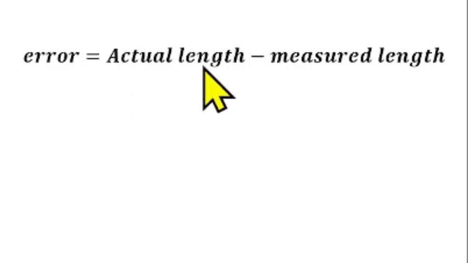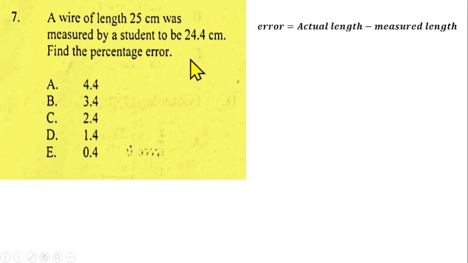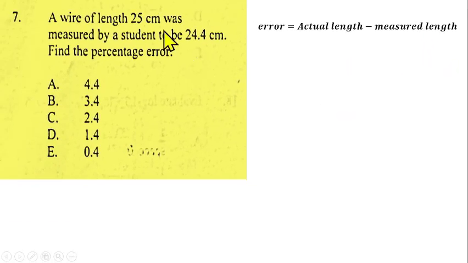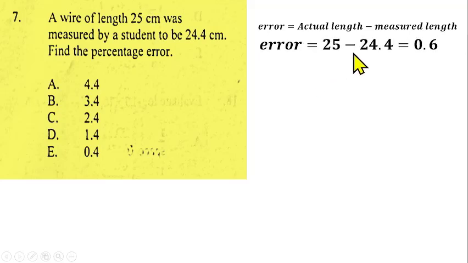So we know that error is actual length minus measured length. So the actual length was 25 centimeters minus the measured length, which is 24.4 centimeters. If you subtract, that gives us 0.6. So that's the error the student made.